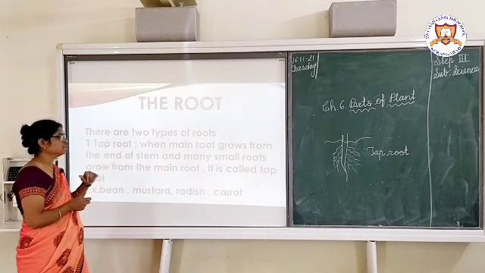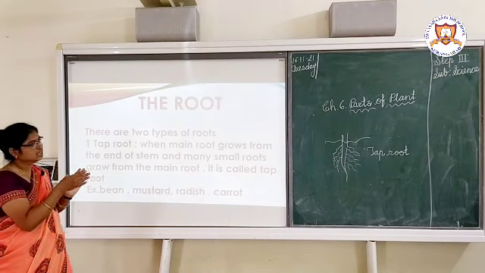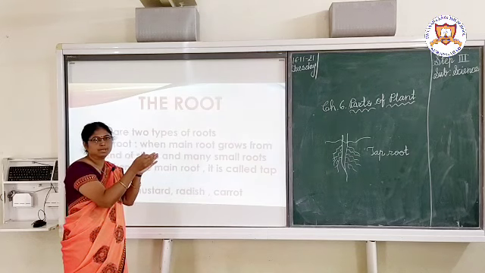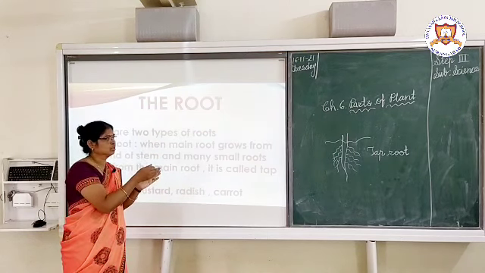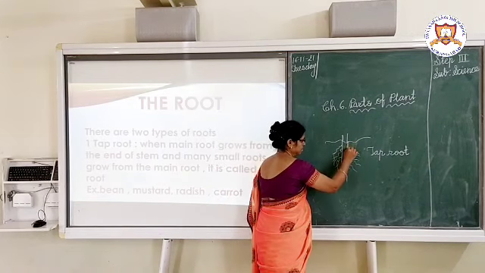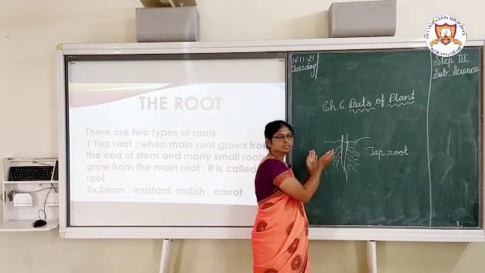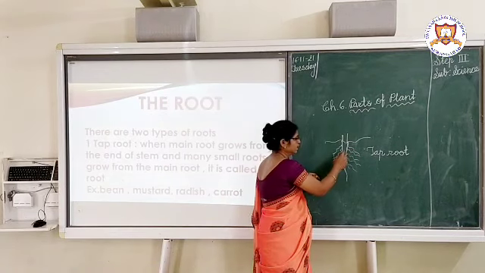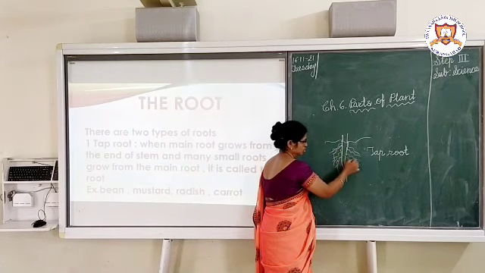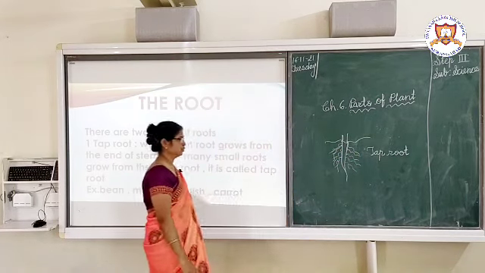Once again I will repeat how the taproot is. See here, the root is attached to the stem, but there is a main root. The big root is swollen or a little bit bigger in size. This is the main root, and on that main root, small roots grow. This type of root is called a taproot.